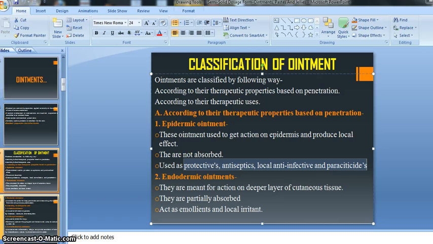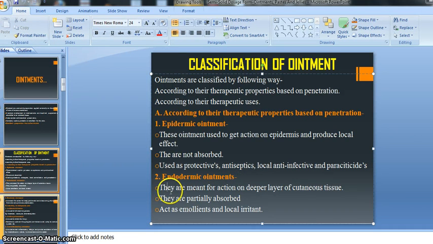So this is about our epidermic kind of ointment. Simply, it gives action on the epidermic layer of our skin and produces a local effect, and it does not absorb. It is used as protective, antiseptic, local anti-infective, as well as parasiticide. These are the clinical properties of our epidermic ointment. After that, there is the endodermic ointment.